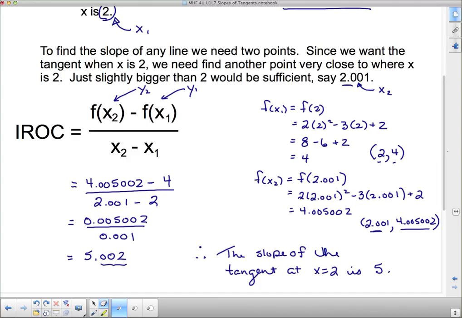Okay, and then once you have 2 points, anytime you have 2 points, you can find the slope of the line between them, and those were the 2 points that we used. Okay, so you got some questions to do.